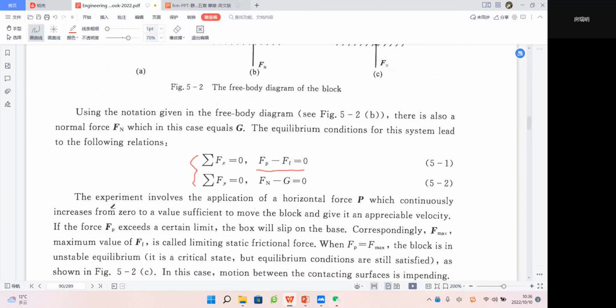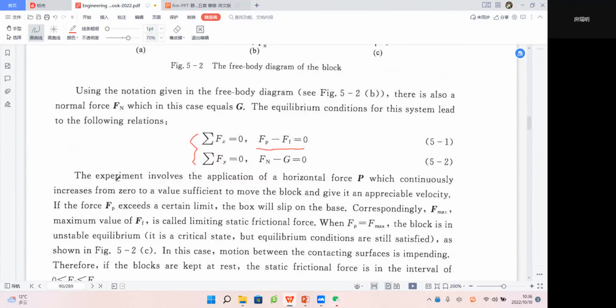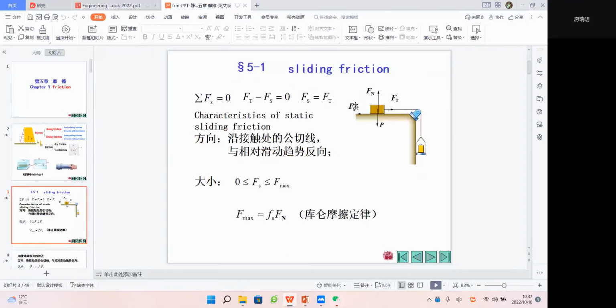So we can call that an experiment. The experiment involves application of horizontal force Fp, which continuously increases from 0 to a value sufficient to move the block and give it an appreciable velocity. You know, actually, it's more like the figure we have discussed before, right? It's more like this.